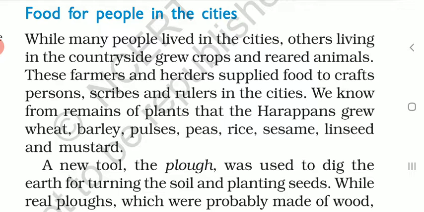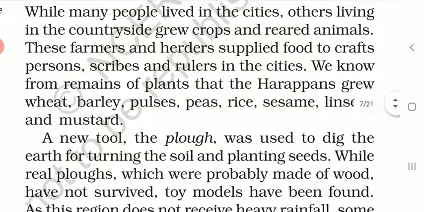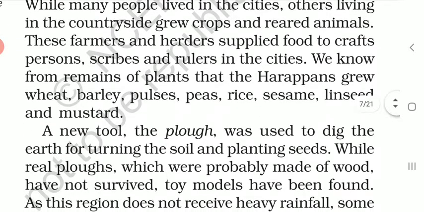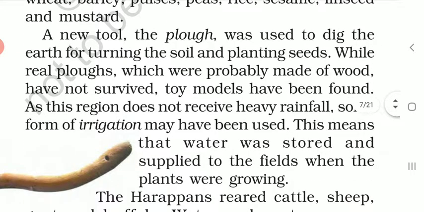And we know from remains of the plants that the Harappans grew different kinds of crops like wheat, barley, pulses, peas, rice, sesame, linseed, and mustard. These kinds of crops were grown by the Harappans, the people who were living in the Harappan city.